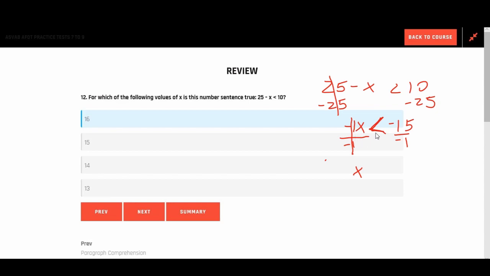That said, whenever you multiply or divide across the inequality, you can subtract and add, but you cannot divide by a negative or multiply a negative across the inequality without flipping its sign. So because I divided both sides by negative 1, I have to flip this sign. Negative 15 divided by negative 1 is just going to be 15. So this says x is greater than 15. So the only one greater than 15 in the answer choices is 16.